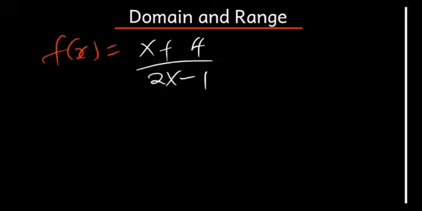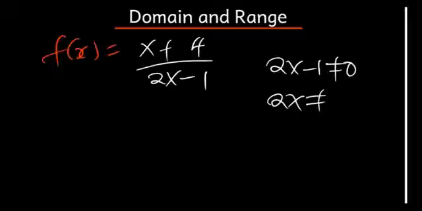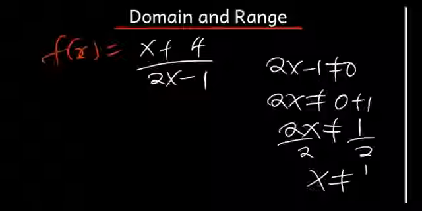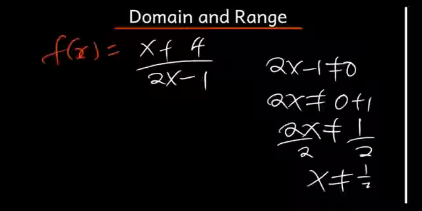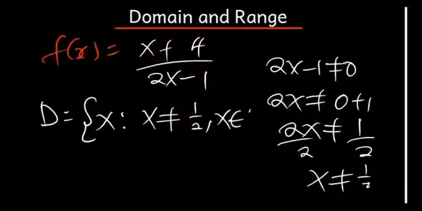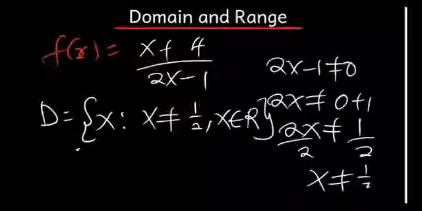Okay, so to find the domain, we just need to get the denominator, set it not equal to 0, and find the value of x. 2x is not equal to 0 plus 1. So we have 2x not equal to 1. We divide both sides by 2, so x is not equal to 1 over 2. That is our domain. So the domain is x such that x should not be equal to 1 over 2, but x should be a member of all real numbers. So this is the domain.